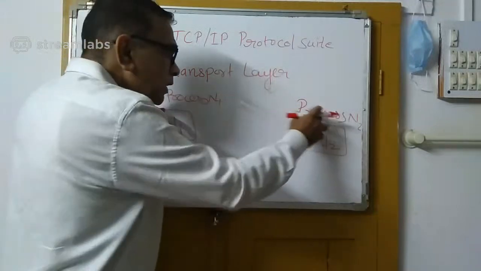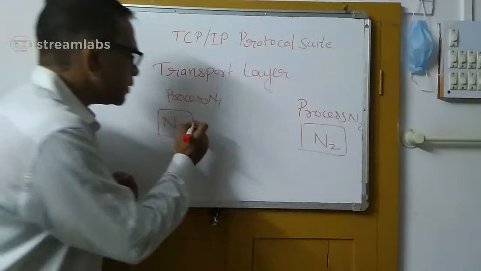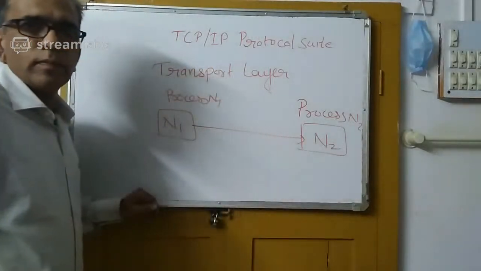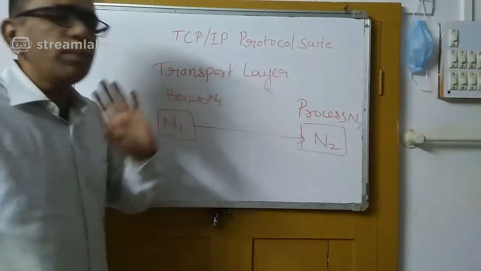Now to identify these specific processes, we need some kind of mechanism. The IP address helps us to reach only this. To reach from here to here, the IP address helps us.